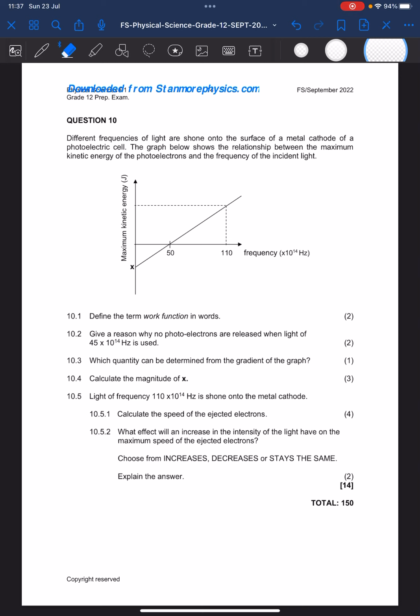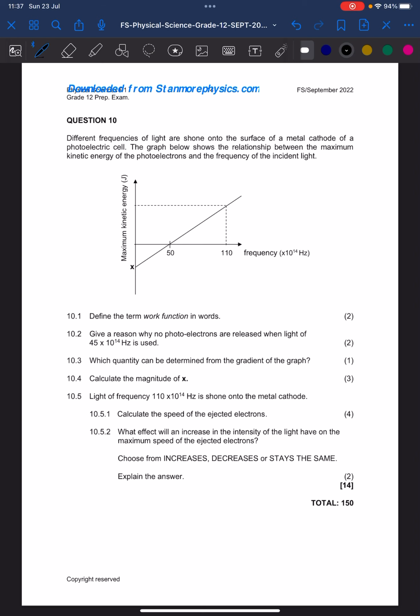So let's break down this question. Whenever you see a photoelectric effect question, it can only come in one of two ways. They are either giving you raw values for you to substitute into your formula, or they give you a graph, and then you'll be able to identify what the different points in the graph mean and solve the questions accordingly. This is obviously the latter of the two. This is a graph type question.